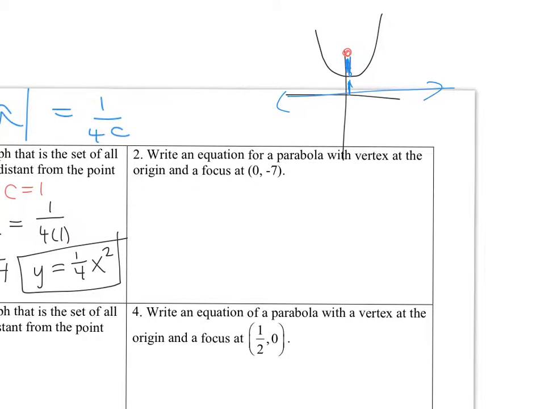Number 2: write an equation for a parabola with the vertex at the origin and the focus at (0, -7).